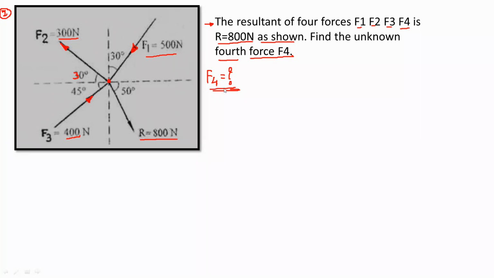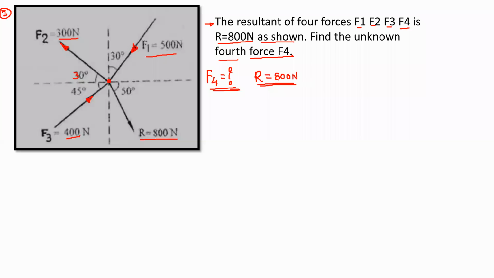Okay, so shall we start with the answer? So F4 force we have to find out. The resultant given is R equal to 800 Newton. So we'll write down resultant R, that is equal to 800 Newton.